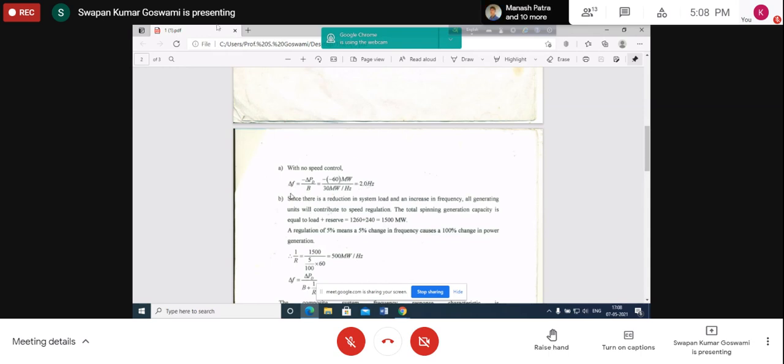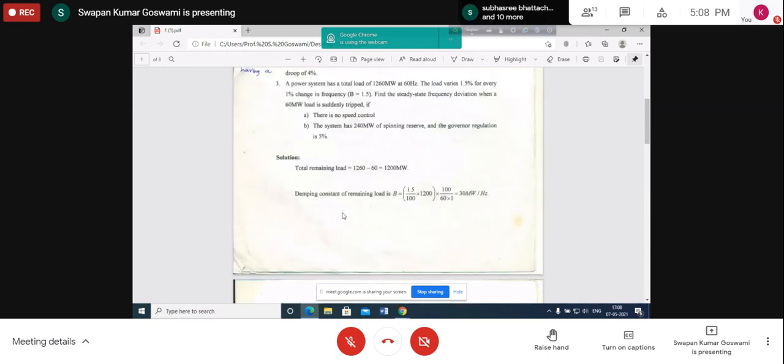Now, is it clear to you from this part? Because we simply applied the expression delta F equals minus del PD by B plus 1 upon R, which we derived when we studied frequency control. Okay. Could you understand this first part? Yes, sir. Now the second part.